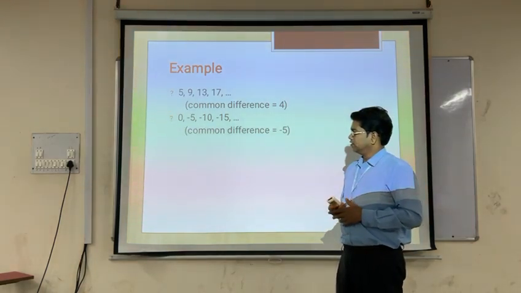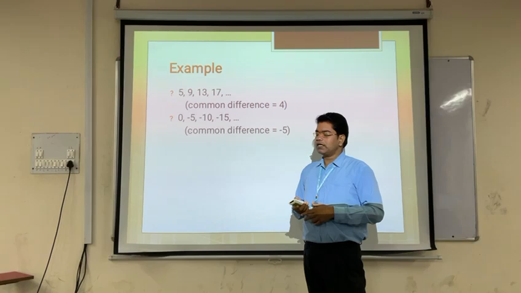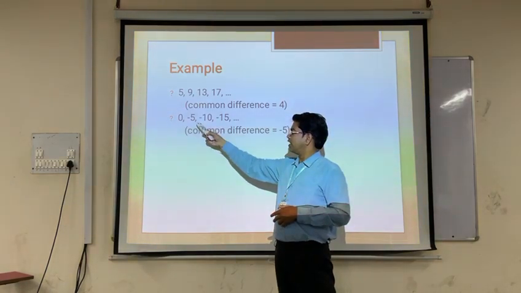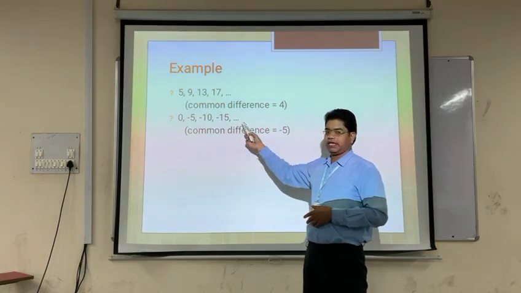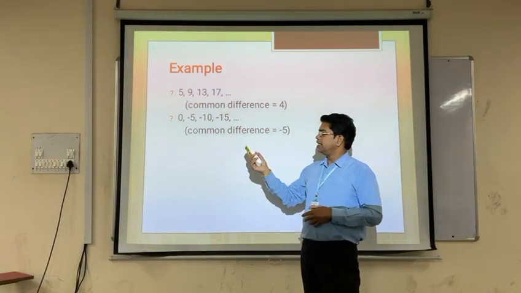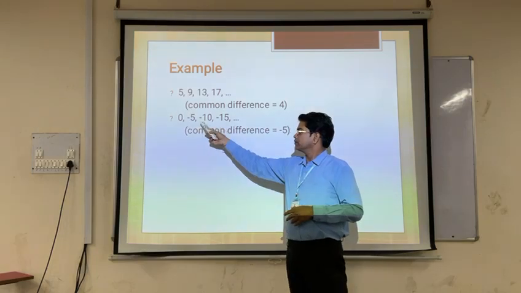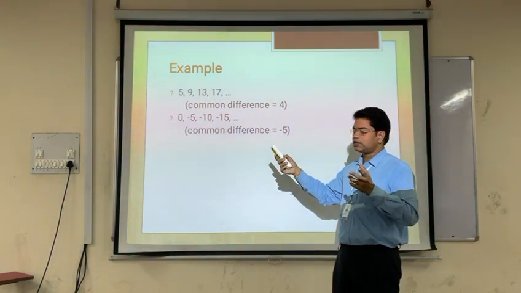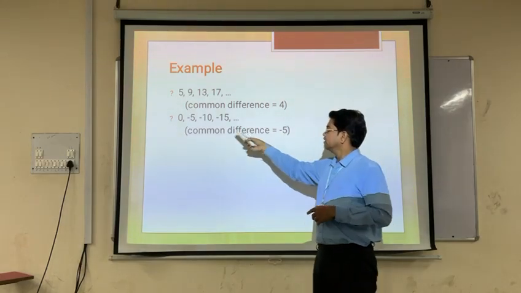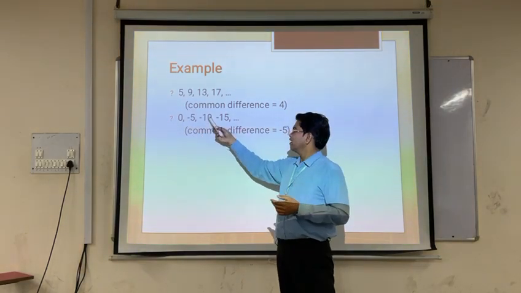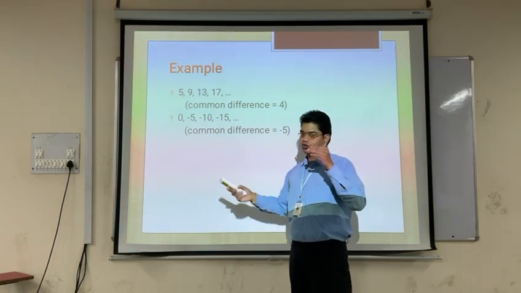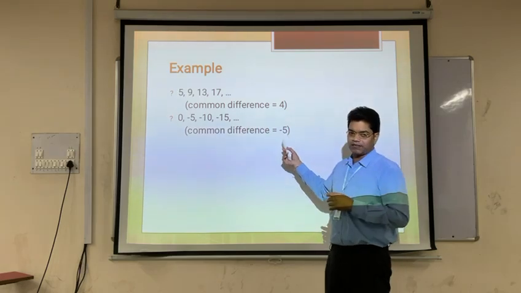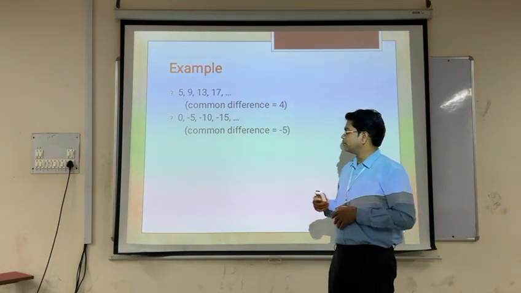Now let's have another example on the screen. 0, minus 5, minus 10, minus 15 and so on. If you take any two consecutive terms, what is the difference of any two consecutive terms? Yes, minus 5. Minus 5 minus 0 is minus 5. Minus 10 minus minus 5, so minus will become plus. So minus 10 plus 5 will give you again minus 5, and so on. So here the common difference is minus 5.